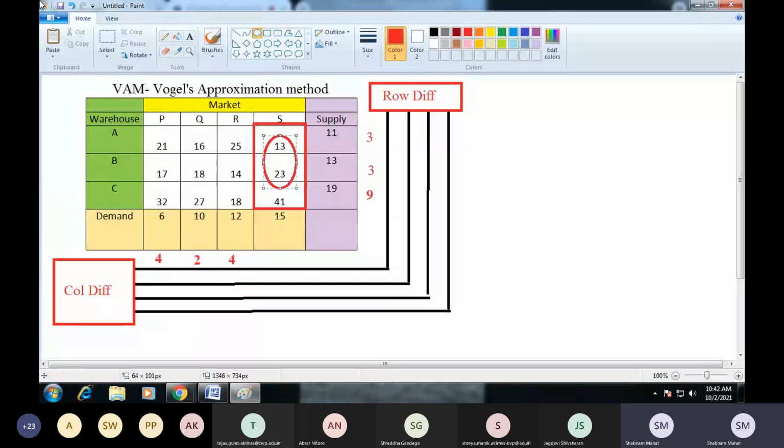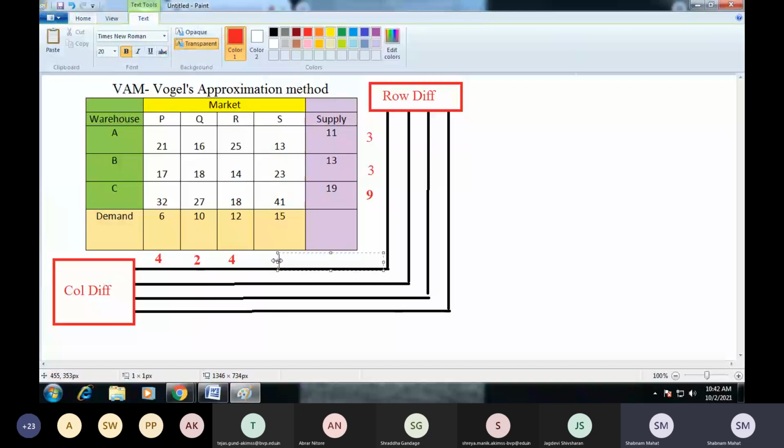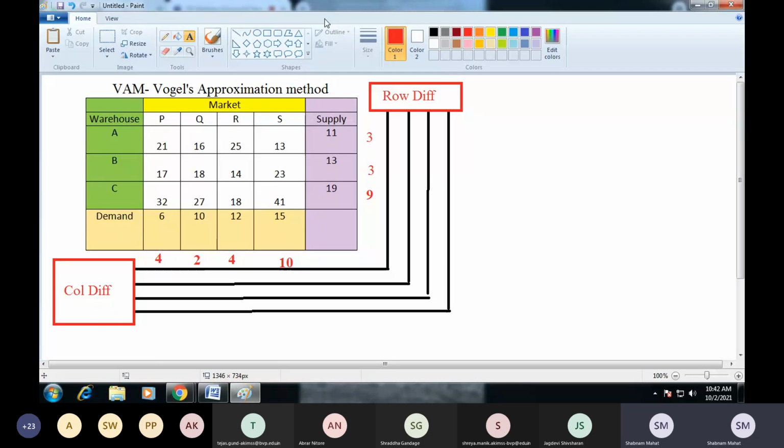Now check where our maximum penalty is. I find that my maximum penalty is equal to 10. So this penalty is related to this column. Check this whole column. Out of this column, you have to find the minimum cost. Where is the minimum cost?